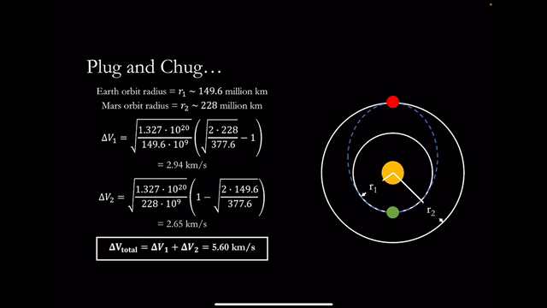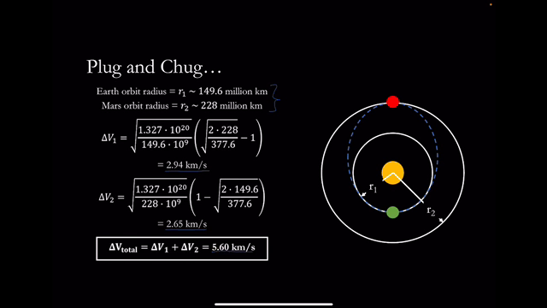So at this point, you can just plug and chug. The Earth and Mars orbit radii can be found here, and your delta V1 will be 2.94 kilometers per second, and your delta V2 will be 2.65 kilometers per second. So in total, when you add these two values together, you will get a total delta V for your mission of 5.60 kilometers per second.